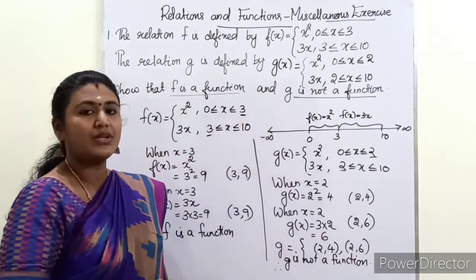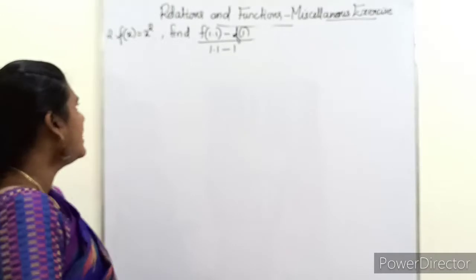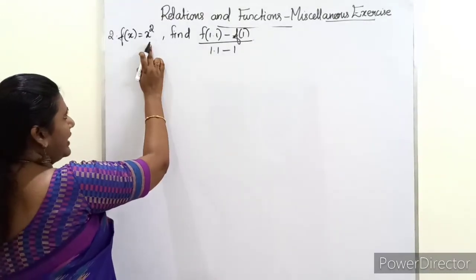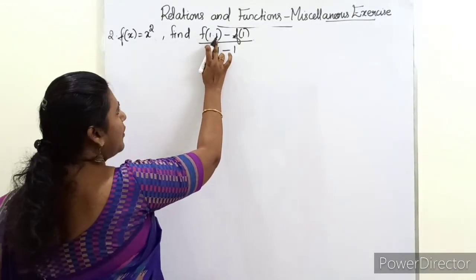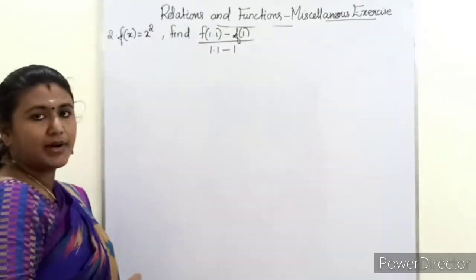Now we will move on to the second question. The second question: f of x is equal to x square, find f of 1.1 minus f of 1 divided by 1.1 minus 1.